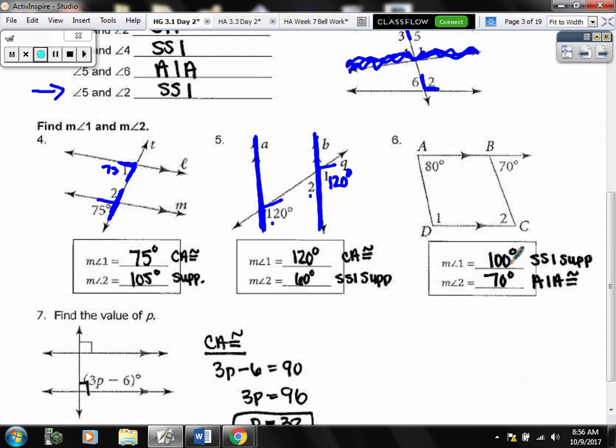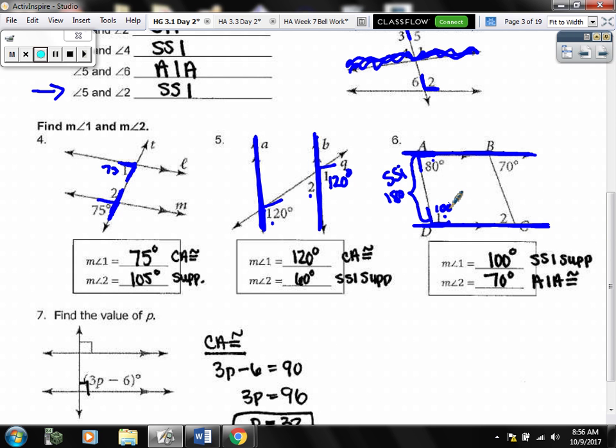Number 6, we should get 170. Now, this one you have to be careful. The only lines that are marked as being parallel are the top and bottom ones. So when you're finding angle 1, this would be your transversal. So when you look at these, this angle and this angle, those are both inside, and they're on the same side of the transversal. So these are same side interior angles, which we know are supplementary. So the two of these angles have to add up to be 180. 180 minus 80 gets me 100.